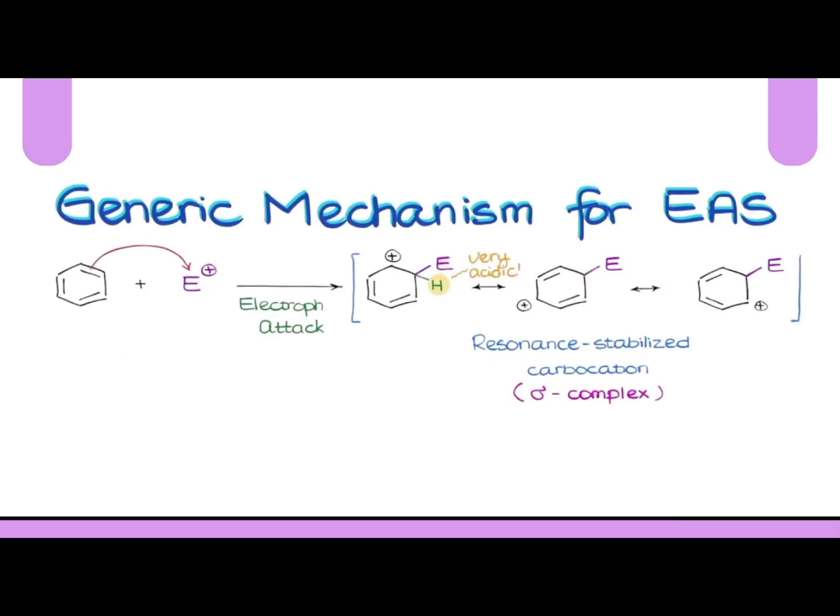So, generic mechanism for the EAS, we start by reacting a benzene molecule with an electrophile. The electrophile must be strong because benzene is very stable. To break this stability and disrupt its aromaticity, we need a powerful electrophile to attack the benzene. When the electrophile attacks, a carbocation is formed. This carbocation is stable because it can spread out its charge through resonance. We can show this stability with three different resonance structures. This stable carbocation is called a sigma complex.